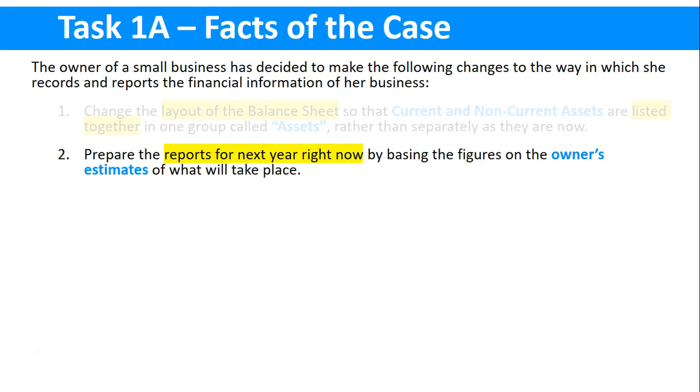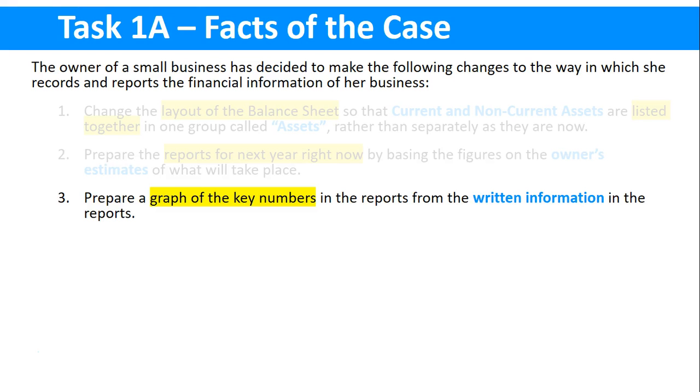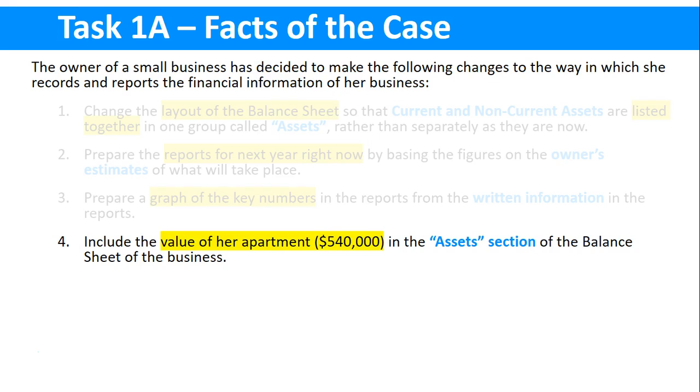Change number 2. Prepare the reports for next year right now by basing the figures on the owner's estimates of what will take place. Change number 3. Prepare a graph of the key numbers in the reports from the written information in the reports. Change 4. Include the value of her apartment, $540,000, in the assets section of the balance sheet of the business.